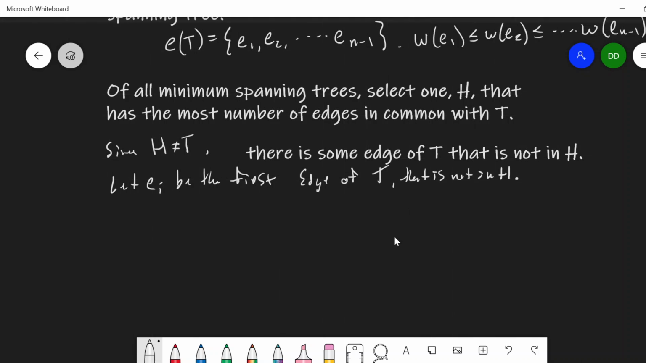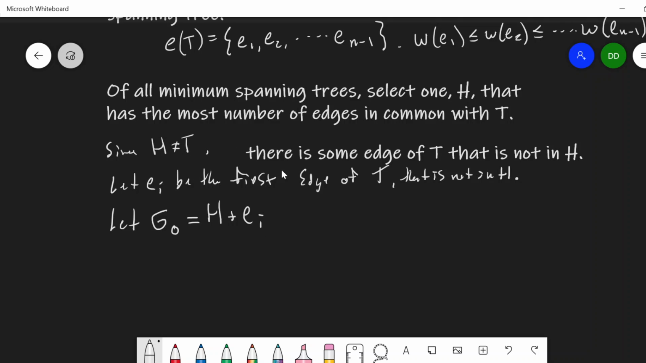All right, so what I'm going to do here is construct a new tree that has the same weight as H, this minimum spanning tree, this minimum counterexample. So I want to construct this tree, with the same weight as H, but with more edges in common with T, and that's going to be my contradiction. So how do I do this? Well, I'm going to add this edge, E sub i, to H.